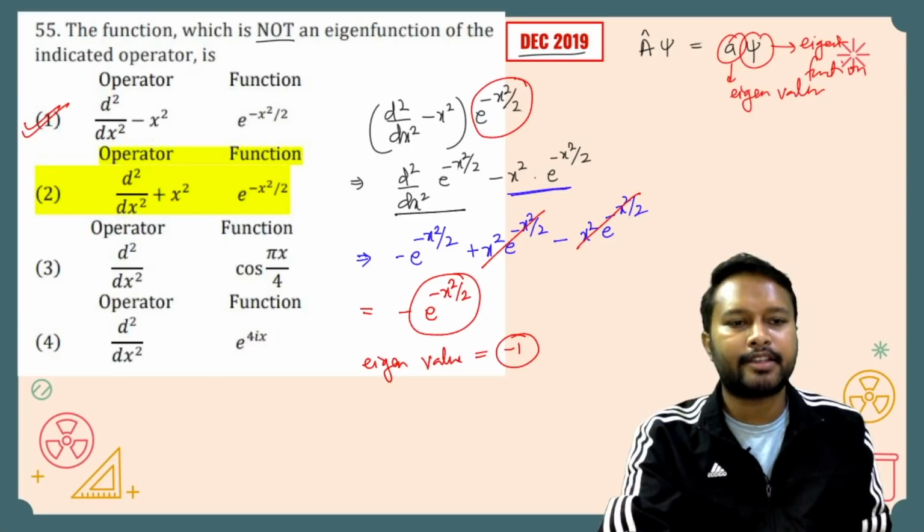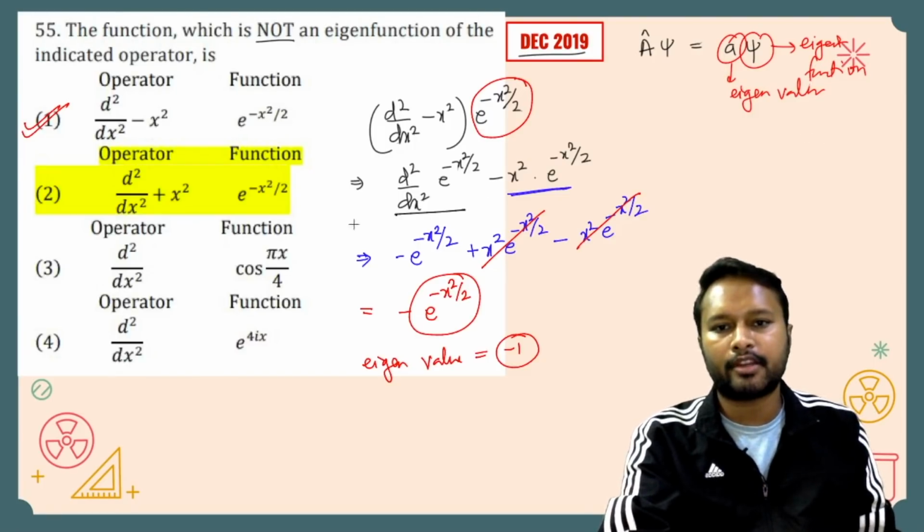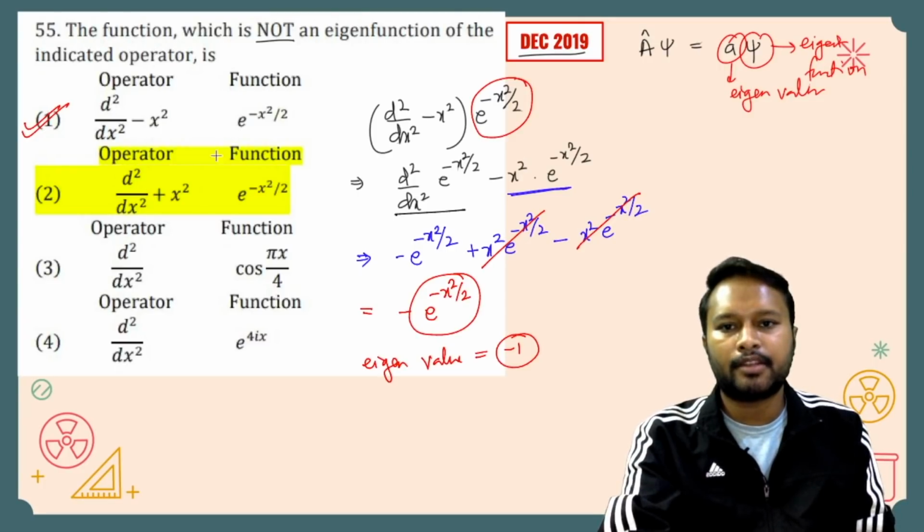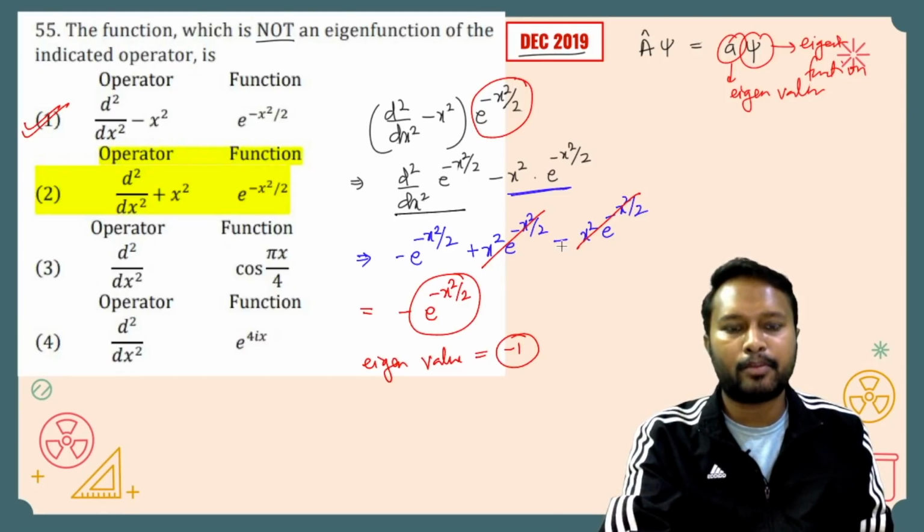Now, how the answer is second, I will not calculate, I will just tell you how we have approached it. See, in this and this, the only difference is the sign here. Instead of minus, we have plus. So if we would have plus, we would have got plus here also, we would have got plus here also.